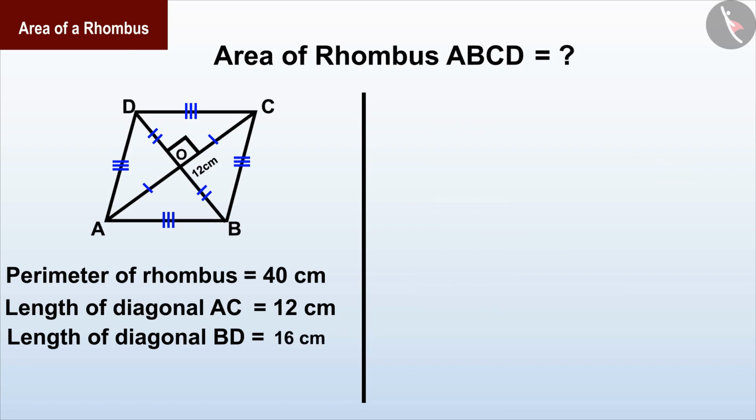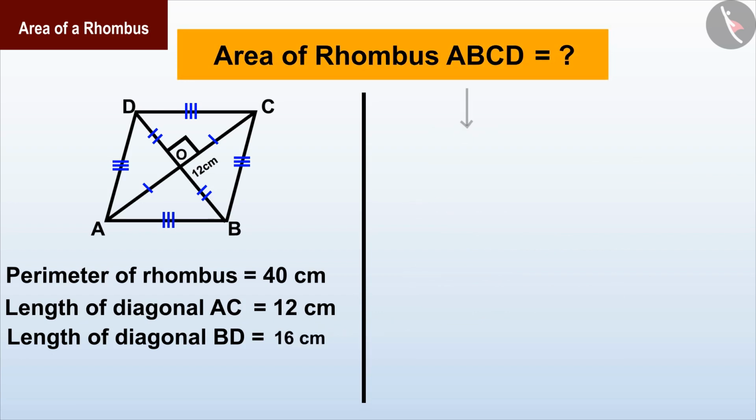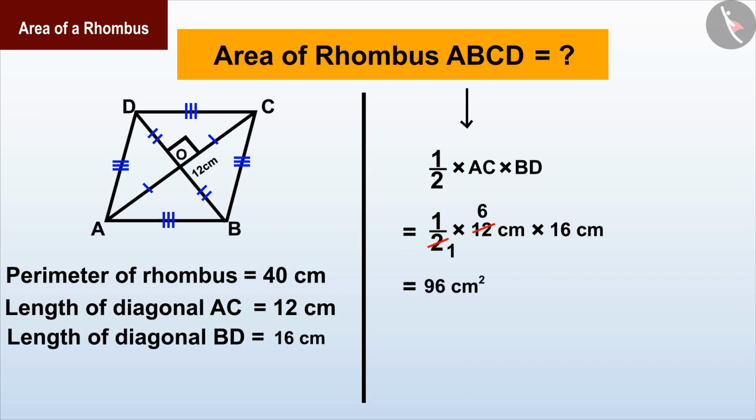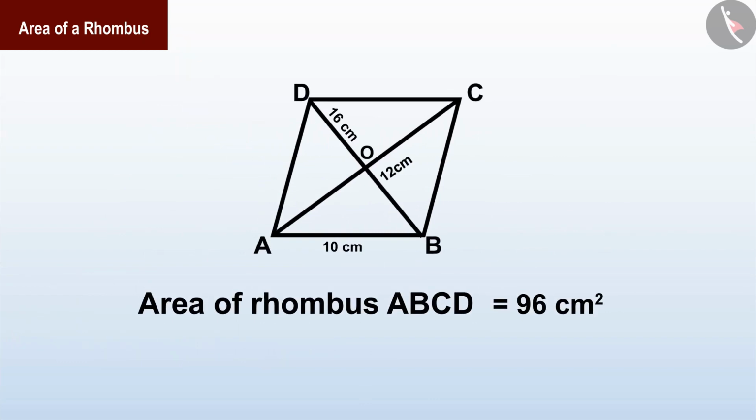Let us now find the area of the rhombus. As we have read, the area of a rhombus is half the product of the lengths of the diagonals. Substituting the values of AC and BD, the area of the rhombus is 1/2 times 12 centimeters times 16 centimeters. Thus, the area of the rhombus is 96 square centimeters. Today in this video, we understood the example based on the area of rhombus.